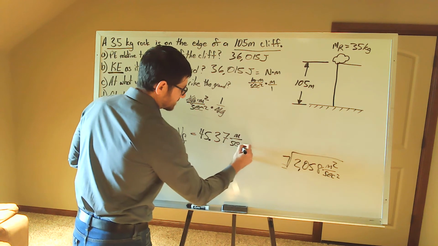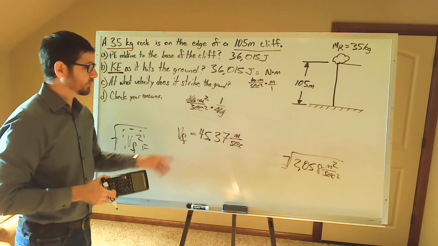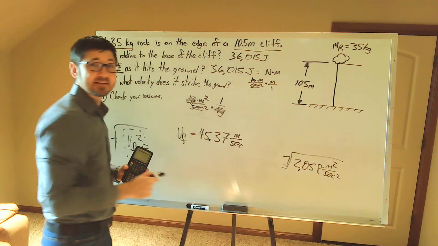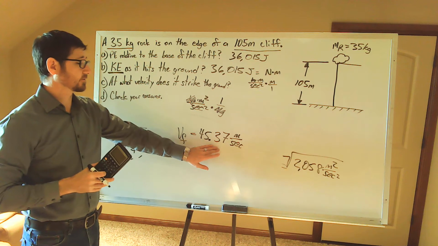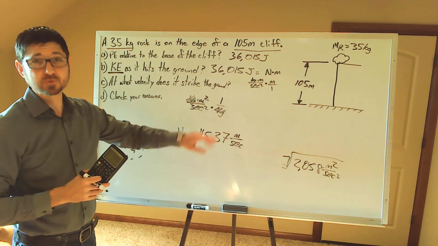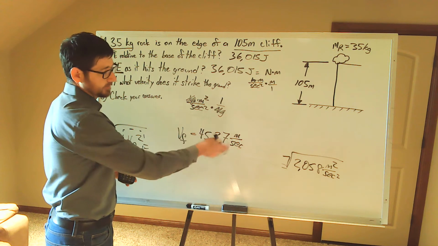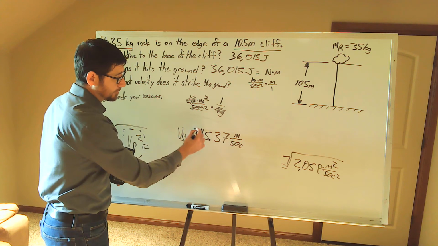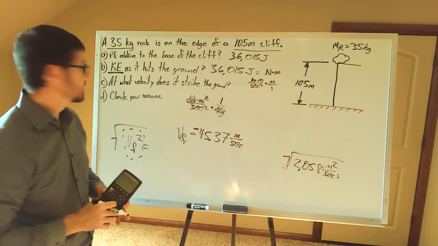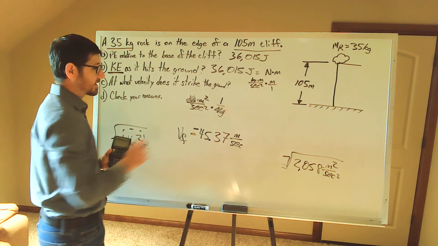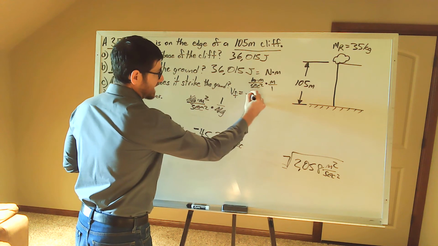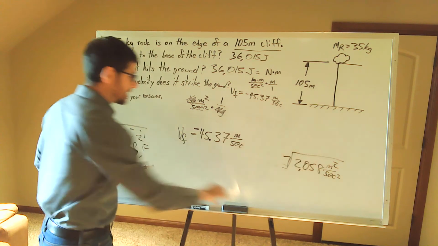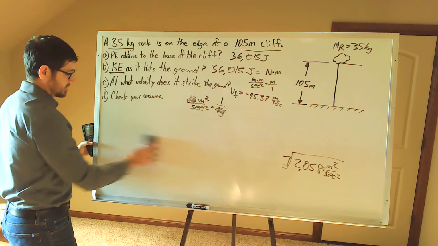Now remember that velocity is a vector, and we know that the rock is falling in a negative y direction, so our vector is not only going to show magnitude but direction. So we can say down, negative y direction, we can draw a vector arrow if you want, or you can simply use a negative sign. So part C, at what velocity does it strike the ground? Final velocity is a negative 45.37 meters per second.